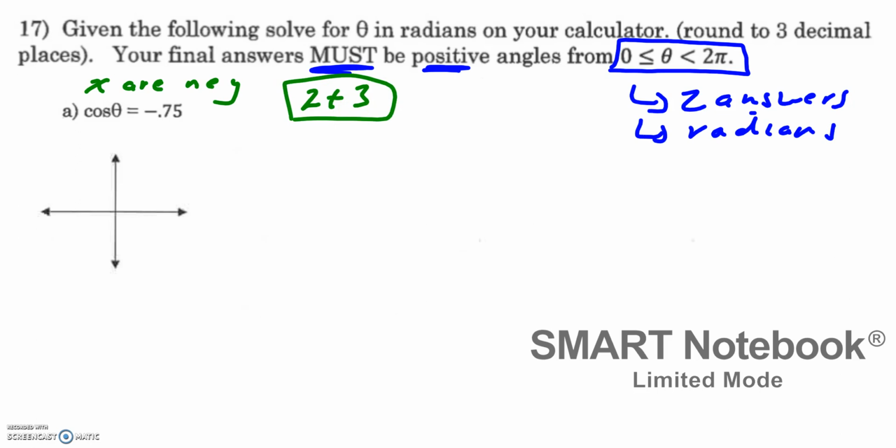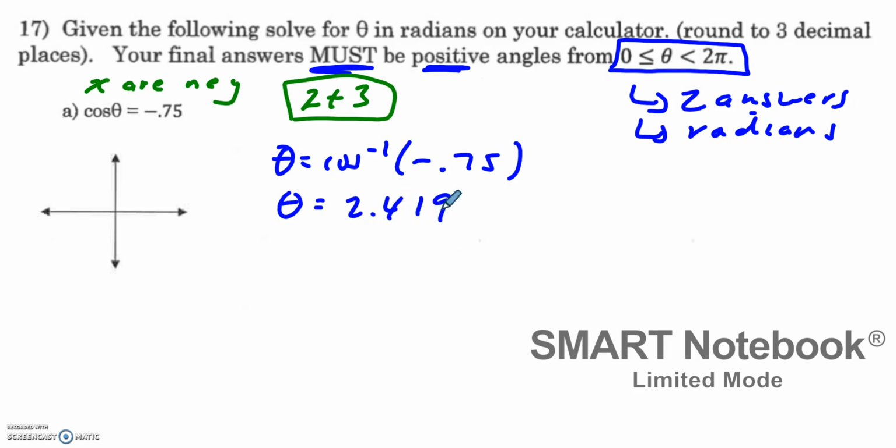So I know at the end of the problem, my answers are going to be in quadrants 2 and 3. But first, if I solve this and I take the inverse cosine, or the arc cosine of negative 0.75, in my calculator, make sure your calculator is in radians when you do this, you would get that your theta is 2.419.